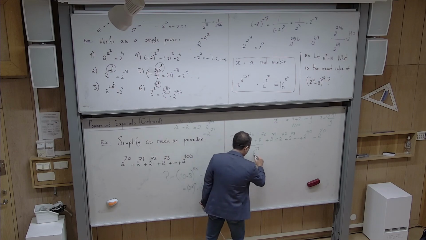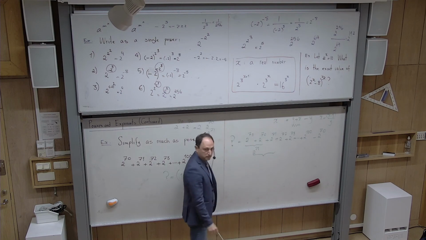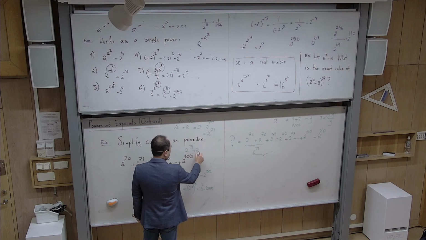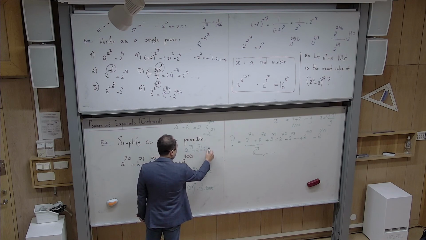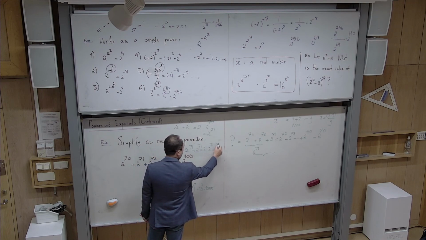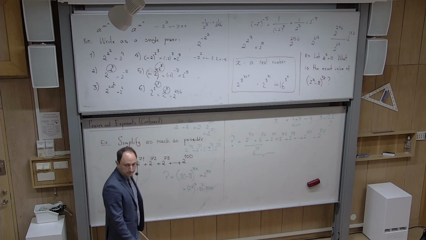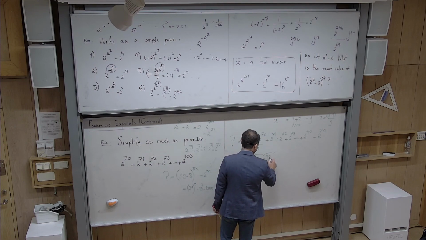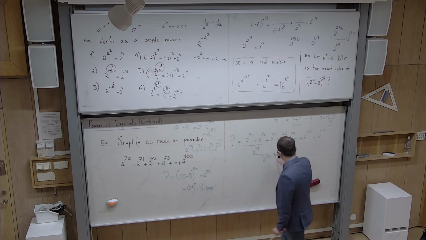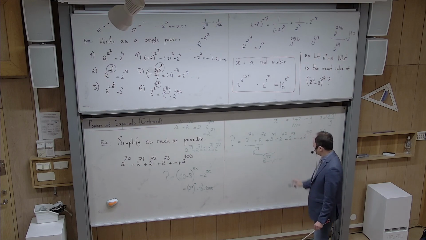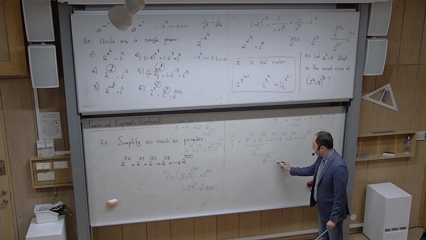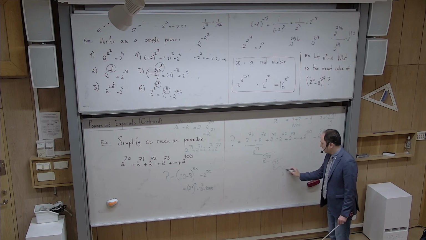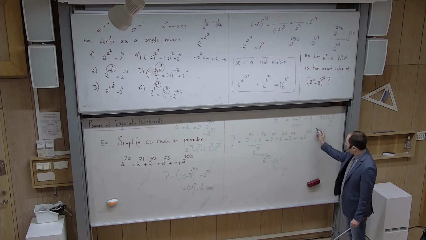And now I take this one with the next one. Again, the same story. 2 to the power of 71 plus 2 to the power of 71 is 2 times 2 to the power of 71, which is 2 to the power of 72. Yes? So then what happens? This becomes 2 to the power of 72. And then I think you can guess what is happening. This one with the next one gives me 2 to the power of 73. This one with the next one will give me 2 to the power of 74. And this will continue until here.